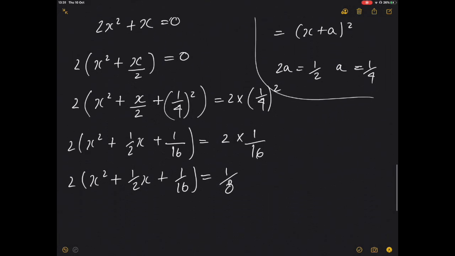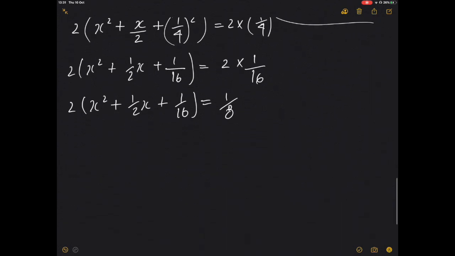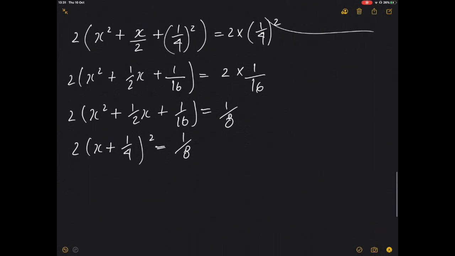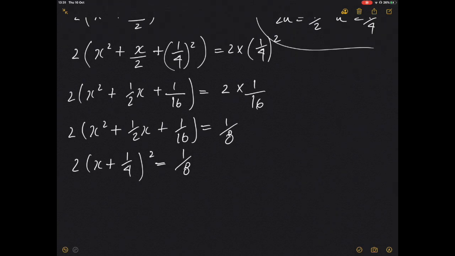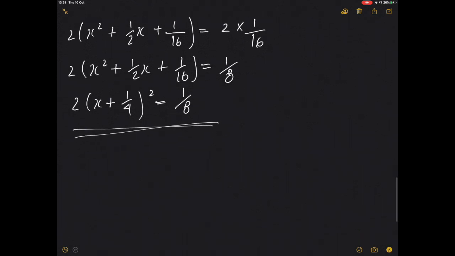And that also then means we can put this into the same form as that here. So we have 2x plus our a, which is a quarter, squared equals an eighth. And that would be the answer to our solution. So 2 times 16, yeah, it would be an eighth, and we could then work out our solution to our problem from this. I won't go on to do that, but you could do that in your own time if you wished.